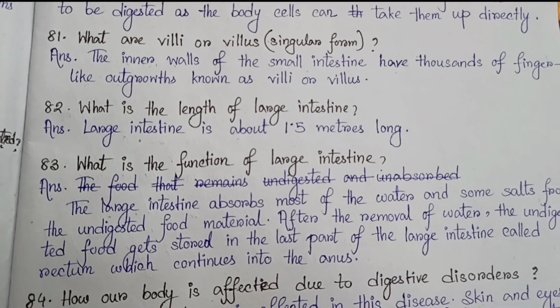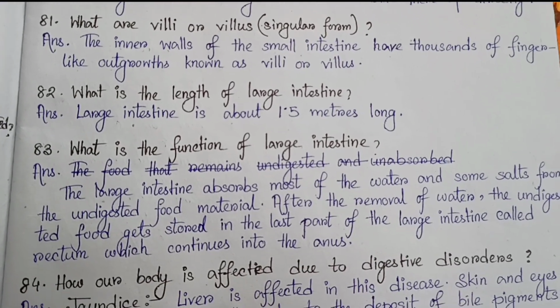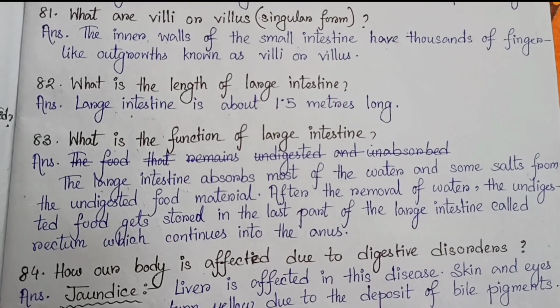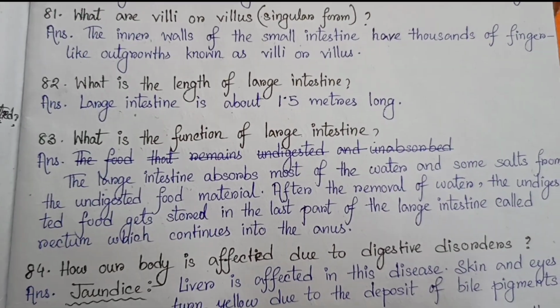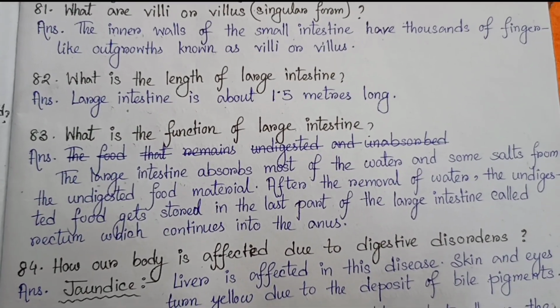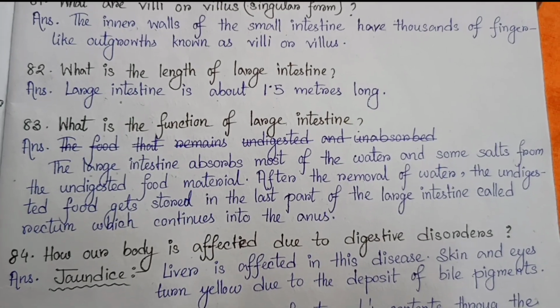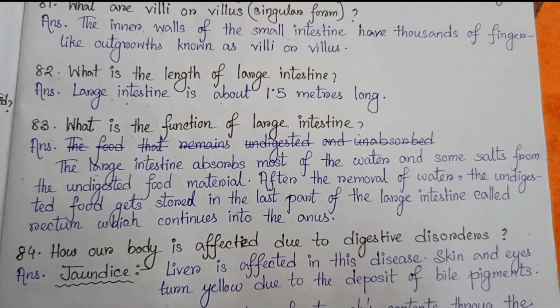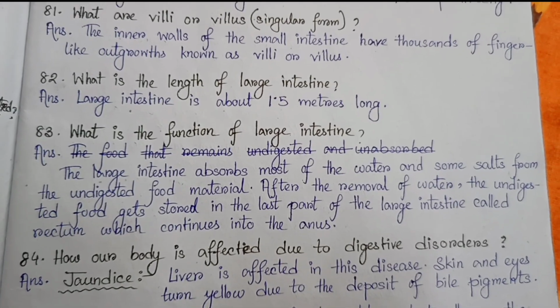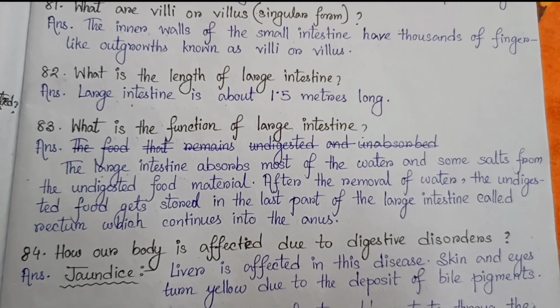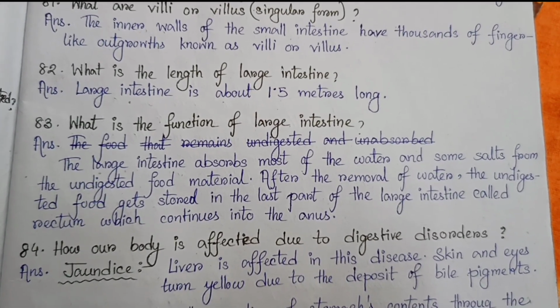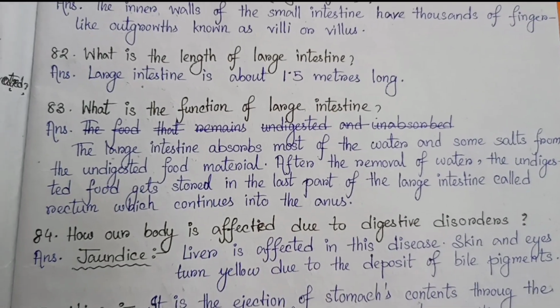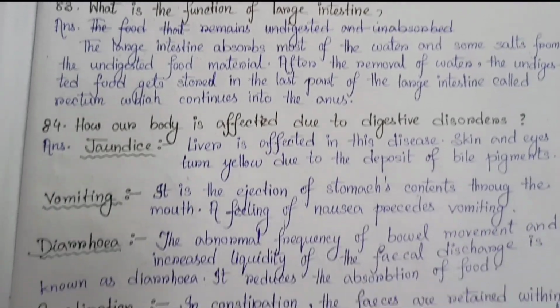82. What is the length of the large intestine? Large intestine is about 1.5 meters long. 83. What is the function of large intestine? The large intestine absorbs most of the water and some salts from the undigested food material. After the removal of water, the undigested food gets stored in the last part of the large intestine called rectum, which continues into the anus.